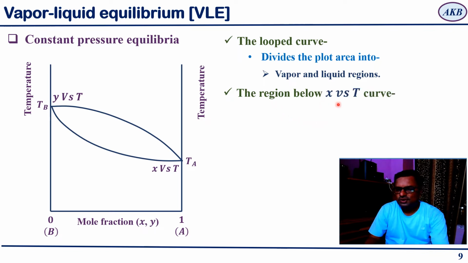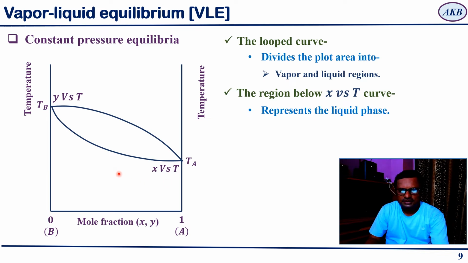The region below the x versus t curve, that is the lower curve, represents the liquid phase. Any point in this region, the region that lies below the x versus t curve, will represent a liquid phase. So if you choose any point, it will give the composition of that liquid phase and the temperature of that liquid phase.